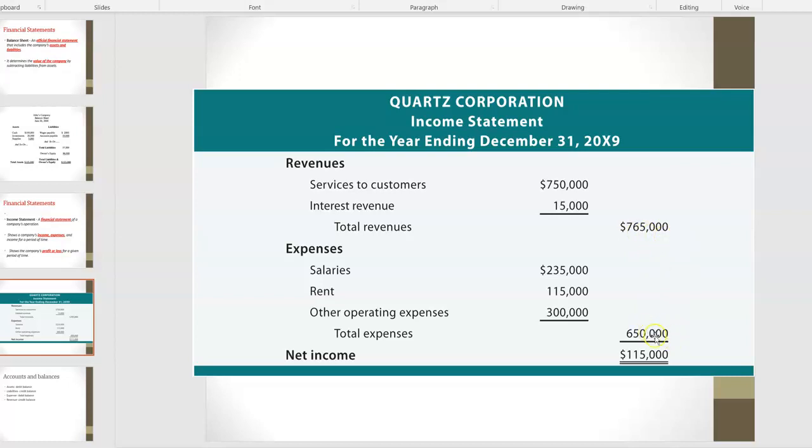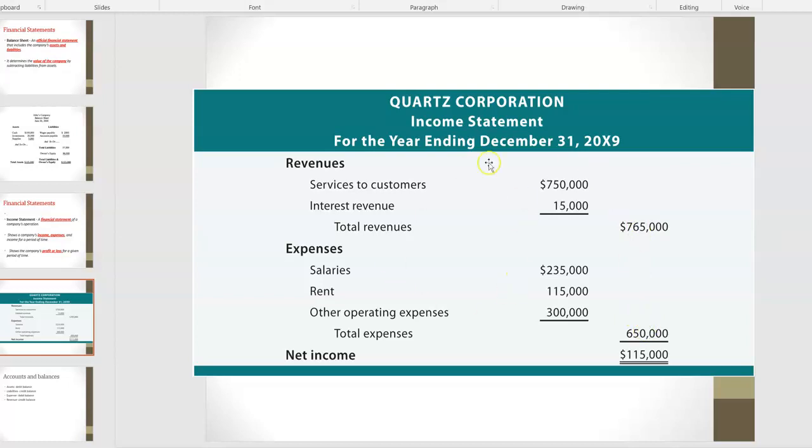So they earned $765,000, but they ended up spending $650,000 to keep the business running. And in the end, they had a net income of $115,000. So again, they made money because they earned more than what they spent.